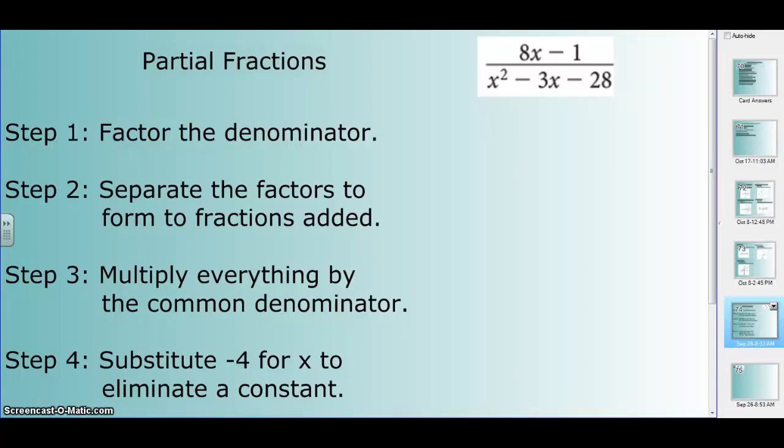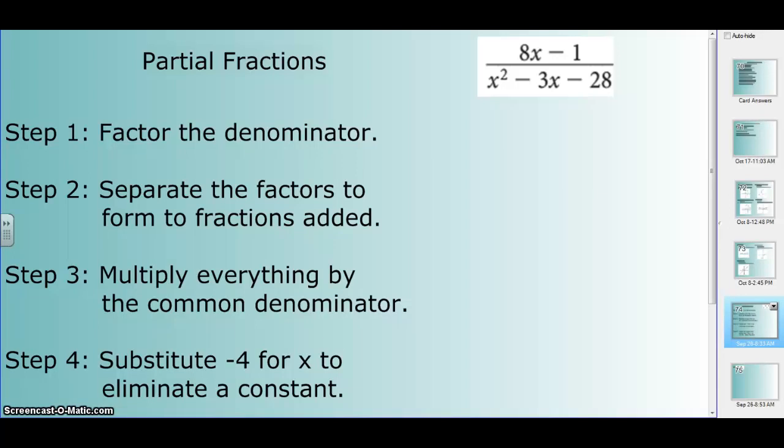Partial fractions basically is when I give you the answer and you have to find what the original problem was when you add or subtract. So in other words, I have 8x minus 1 over x squared minus 3x minus 28. To get that answer, I had to add or subtract fractions.